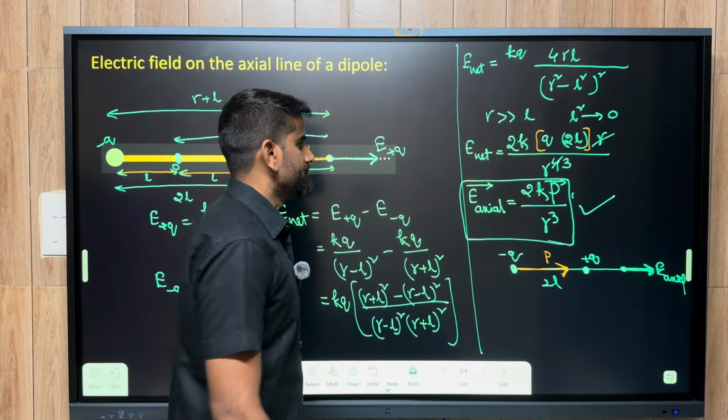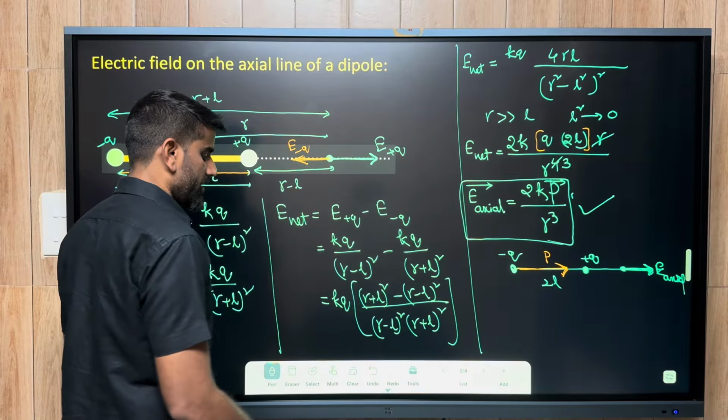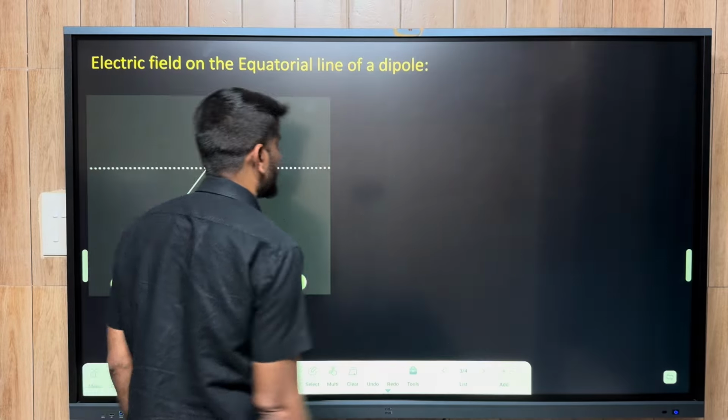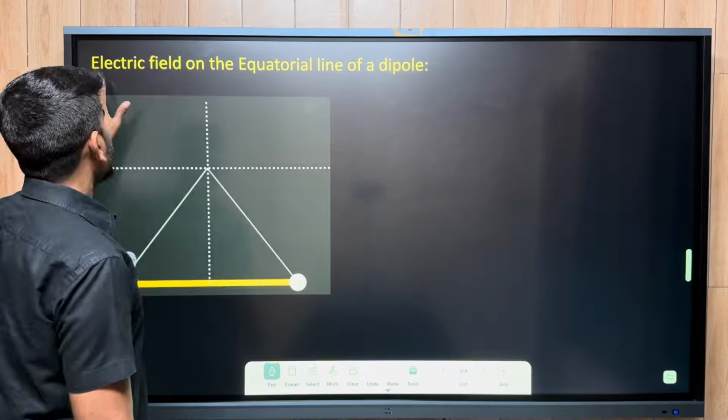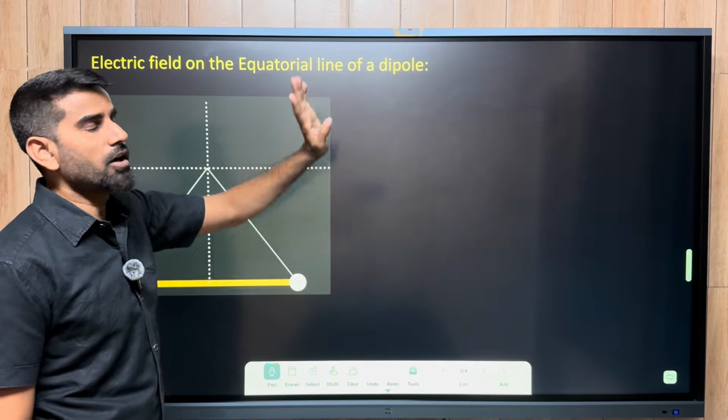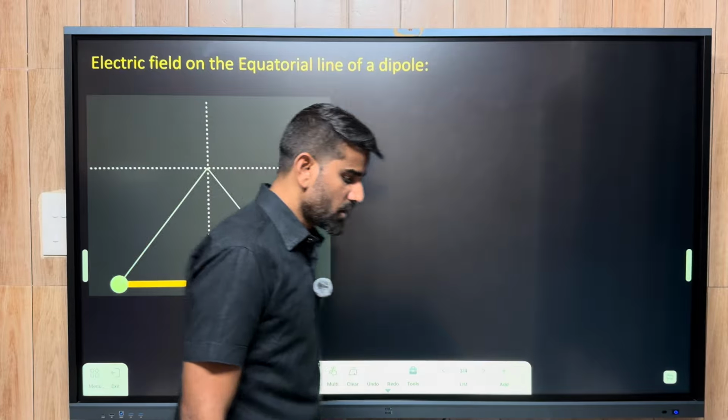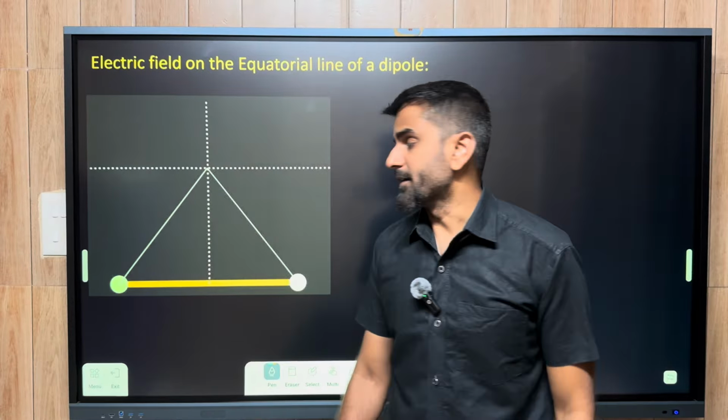Right? Now let's move on to the next. Now let us find the electric field on the equatorial line of a dipole.